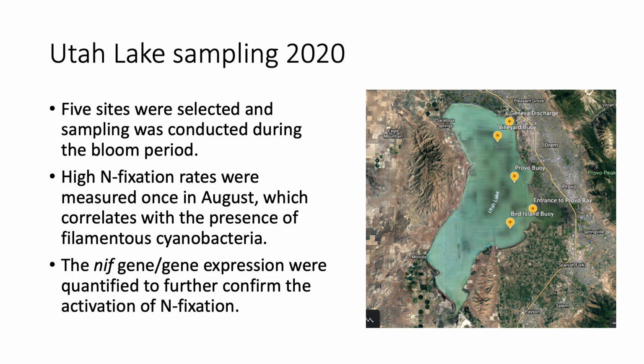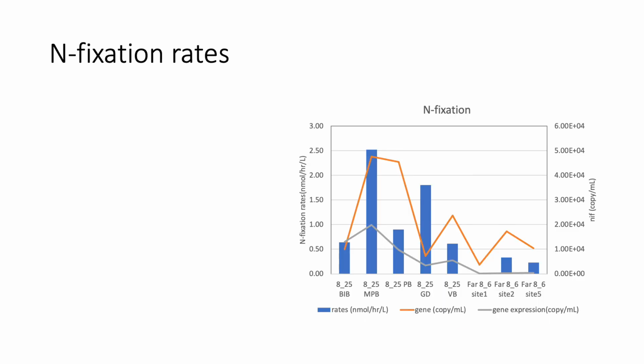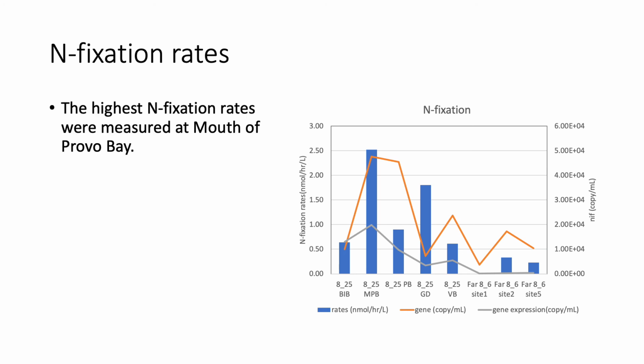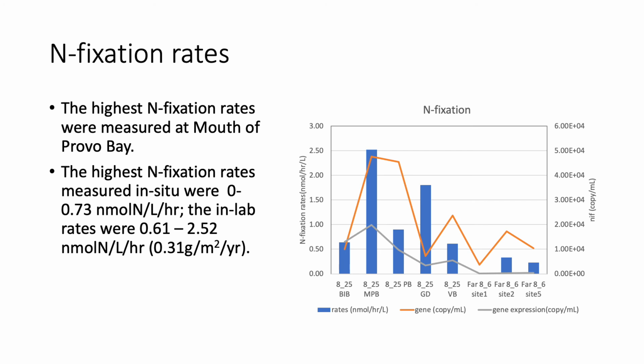The NIF gene and gene expression were also quantified to confirm this activity. When we calculated the nitrogen fixation rates, we found that the highest rates were measured at the mouth of Provo Bay. The highest nitrogen fixation rate we measured in situ was 0 to 0.73 nanomole nitrogen per liter per hour. And when we came back to the lab and measured under the best condition and saturated light, we measured higher rates, as high as 2.52.